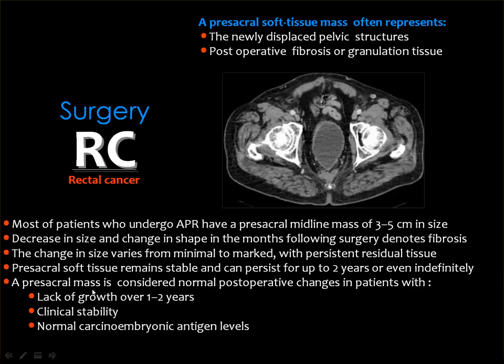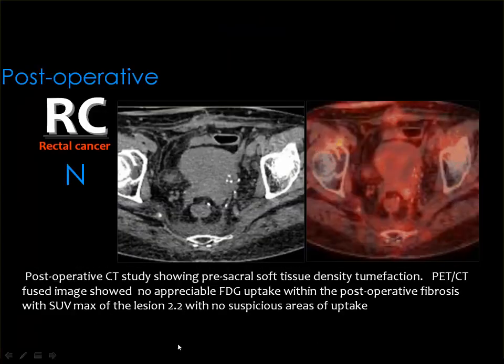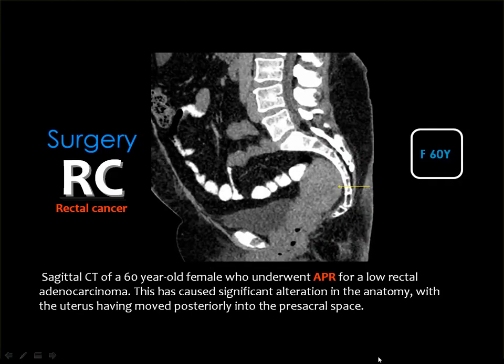A presacral mass is considered normal post-operative change in patients with lack of growth over 1 to 2 years, clinical stability, and normal carcinoembryonic antigen levels. Then, in the follow-up for abdominoperineal resection, frequently you see this presacral soft tissue lesion, which represents the post-operative changes, and on PET-CT you do not see any activity within the lesion.